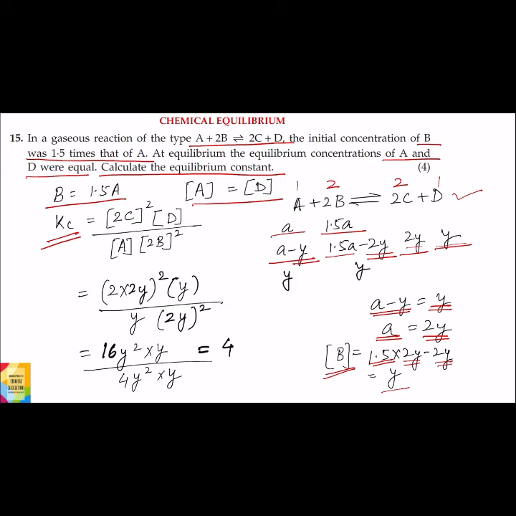Now putting the values in the expression for equilibrium constant, for C we get 2C, that is (2 into 2y) whole square. D के लिए हो जाएगा y divided by concentration of A हो गया y, and B is 2B, that is (2 into y) whole square. Solving, the value of Kc is equal to 4.